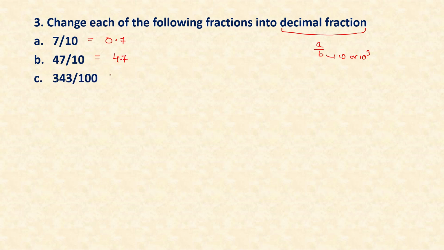Next is 343 divided by 100. So I will write 343. As I see there are 2 zeros in the denominator, I will count 2 digits from the right hand side. This is 1, this is 2, and I will put a point here. So the answer is 3.43. Please try to solve the next 2 questions as homework.